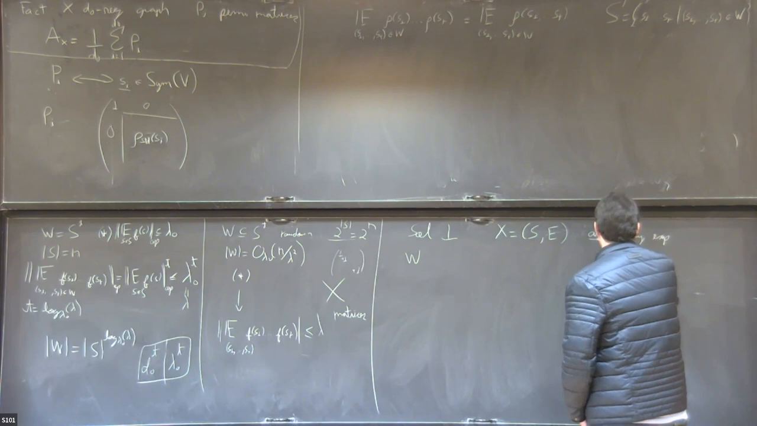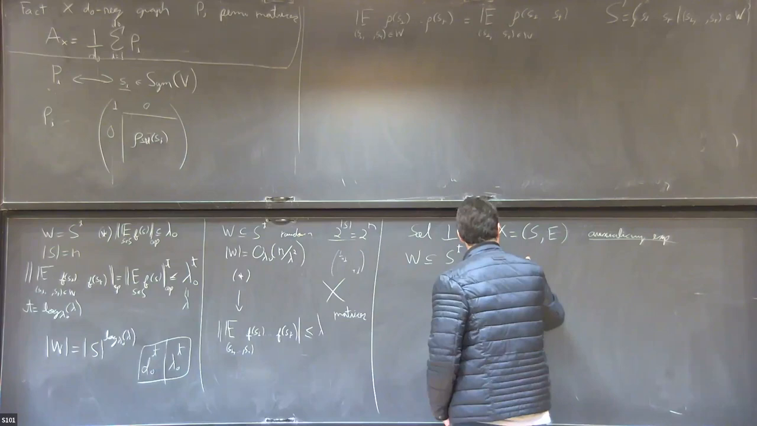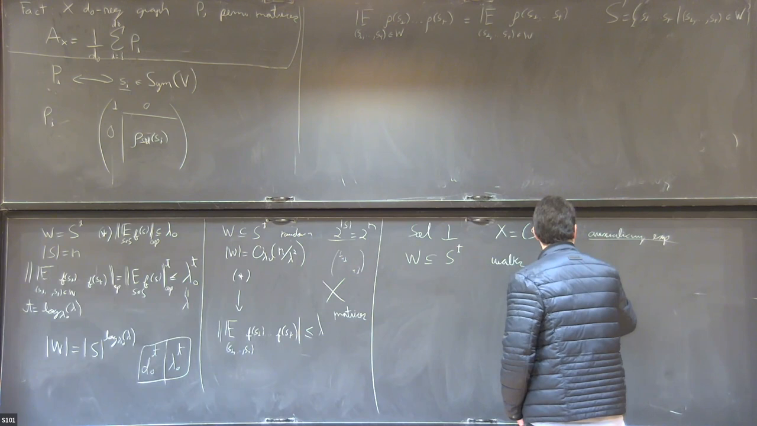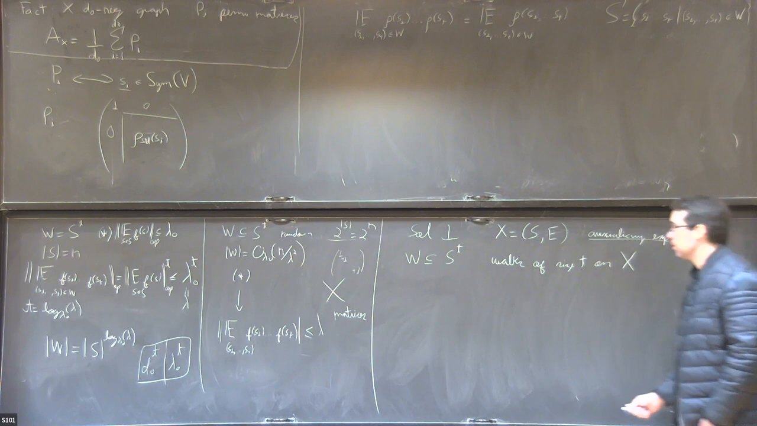Expander. And this W is going to be the collection of walks of length, well, let's say size t, on this auxiliary expander on X. So this is going to be one solution. But you need to prove that this kind of thing works, right? This is the first solution, and that already is quite good.